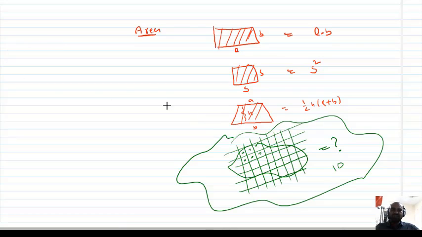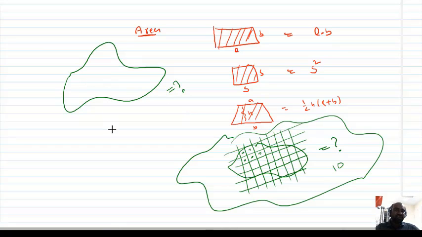Students, this is the situation for the invention of integration. How to find the area of irregular figures? This is a difficult task for mathematicians. That's why the integration concept was invented. Students, this chapter actually has two parts. Integration has two parts. One is indefinite integrals.